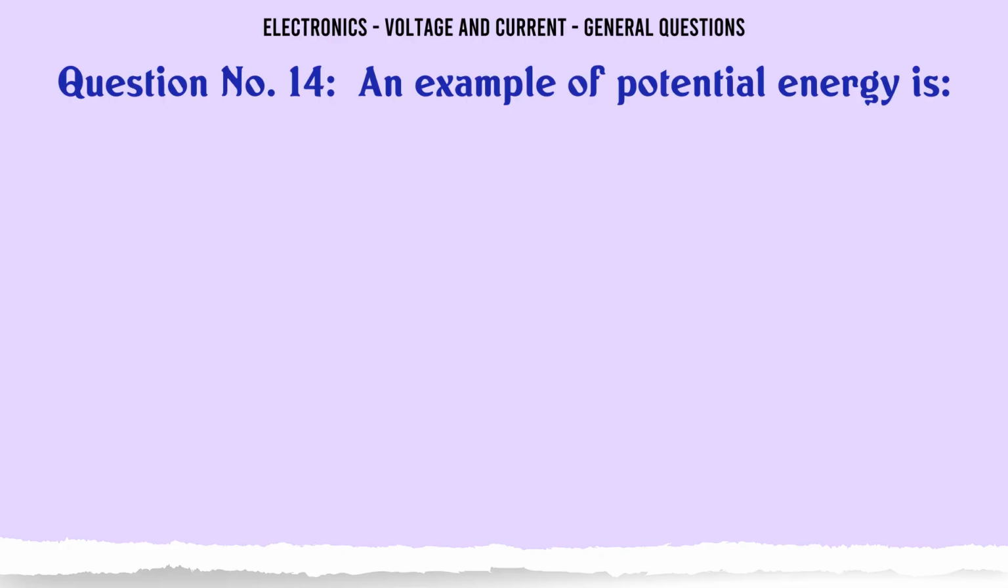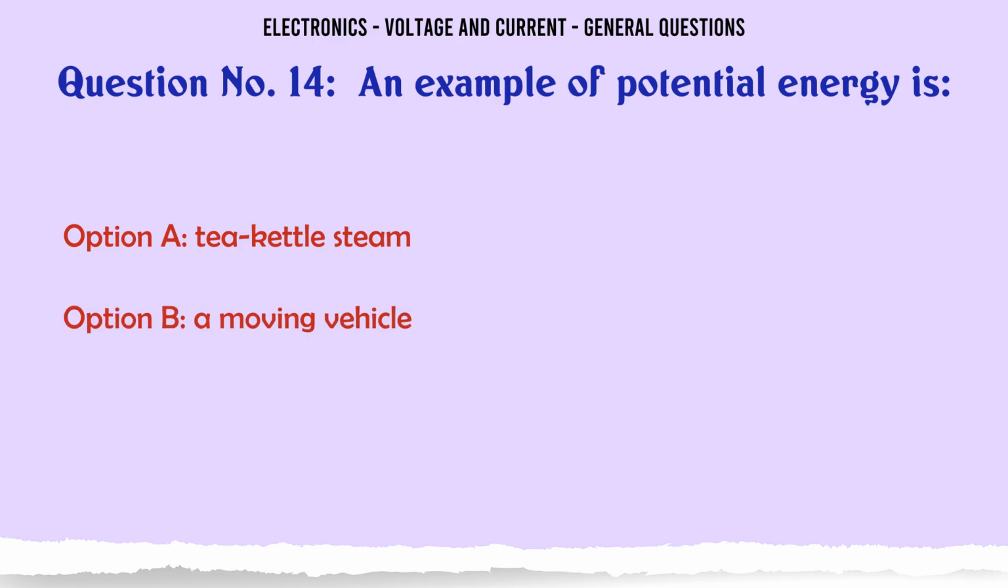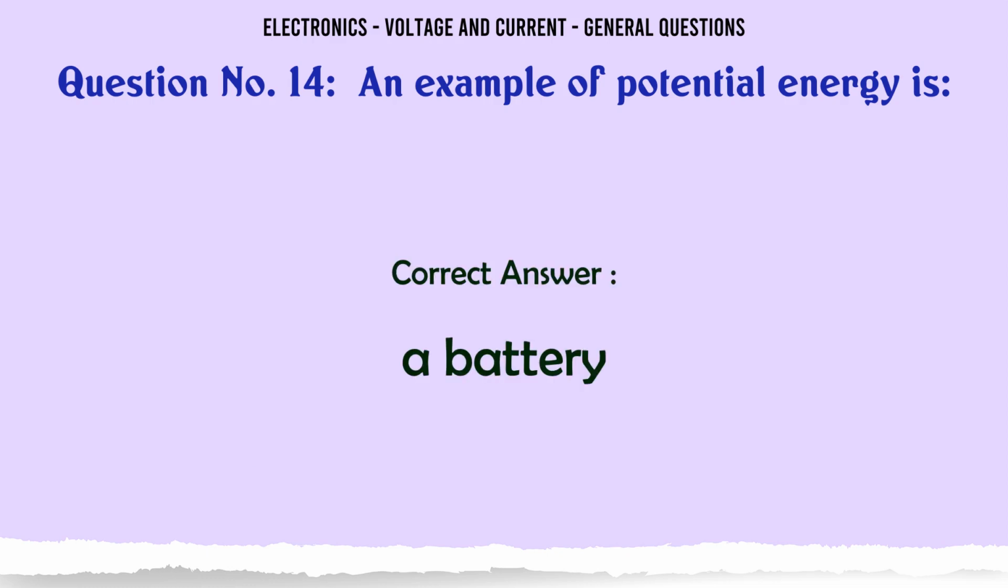An example of potential energy is A. tea kettle steam. B. a moving vehicle. C. the sun. D. a battery. The correct answer is a battery.